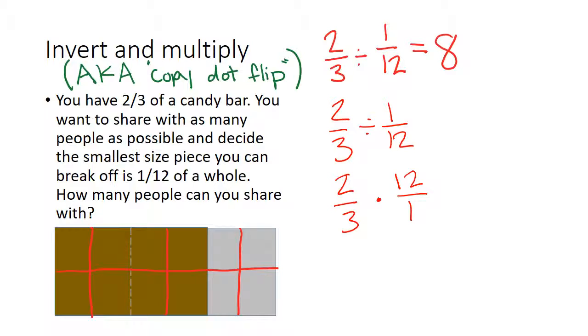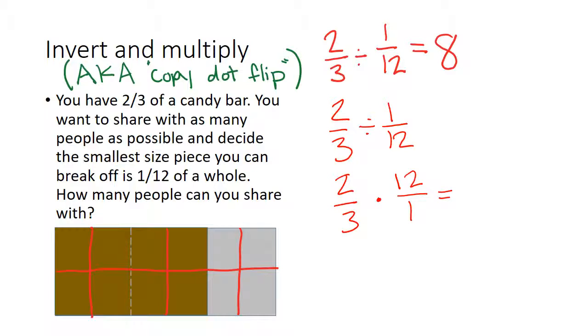Now, this is really important. We're always going to copy the first number and flip the second number. We'll never do it in a different order than that. And that's why the phrase copy dot flip is so helpful, because it helps you remember the order that you're doing this in.